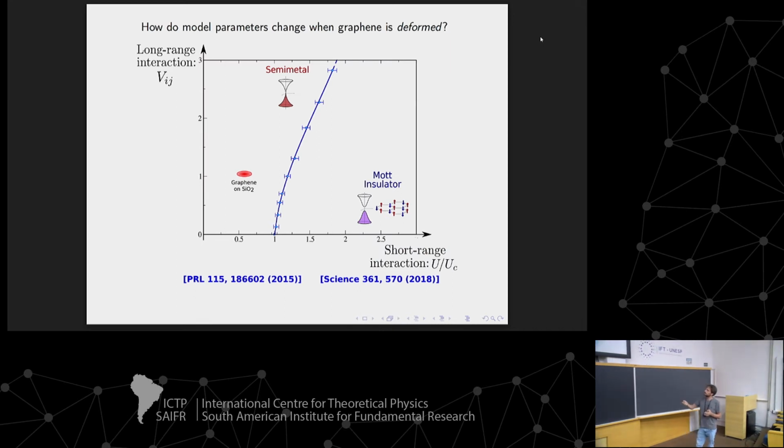This is a phase diagram for this model that I've just shown you. This phase diagram was obtained doing quantum Monte Carlo calculations of that model. Let me describe it. Along this direction, we have the strength of the short-range Hubbard-like interaction.